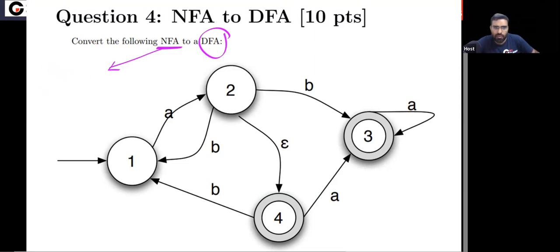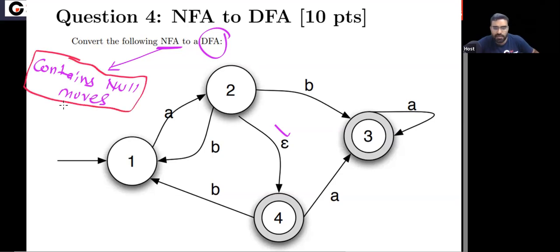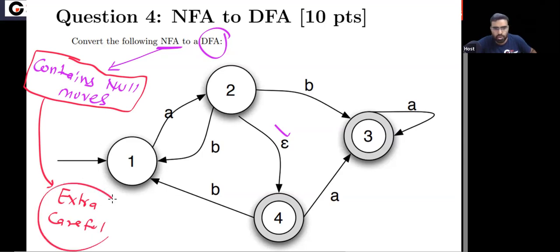Is there any null move? Yes, there are null moves. You can notice we have null moves. So remember, this NFA contains null moves. So when you have null moves, you should be extra careful. Do you agree with me that when you have null moves, then you should be extra careful?